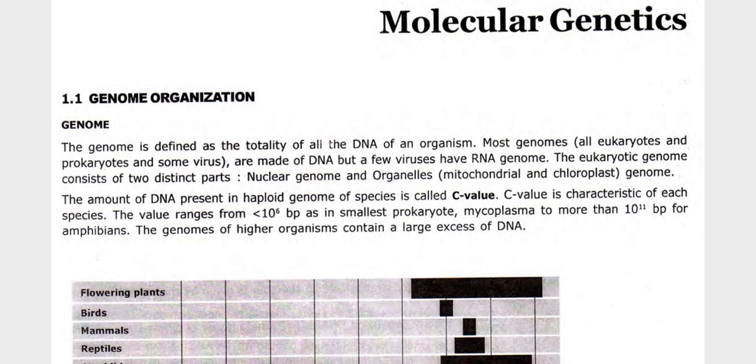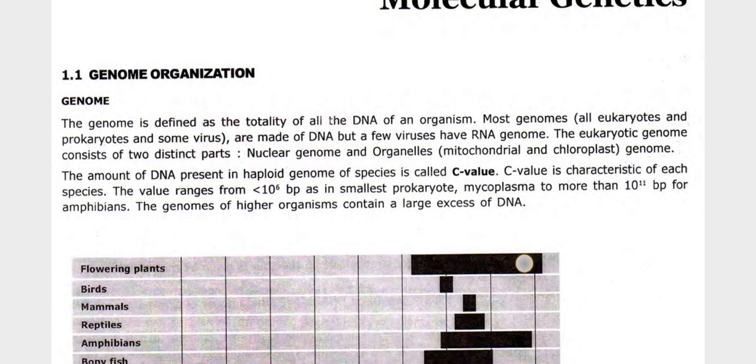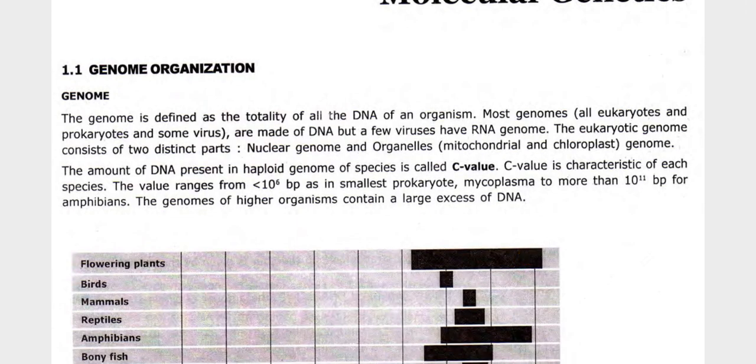Let's start. Genome organization. The genome is defined as the totality of all the DNA of an organism. Most genomes, all eukaryotes and prokaryotes and some viruses, are made up of DNA, but a few viruses have RNA genomes. The eukaryotic genome consists of two distinct parts: the nuclear genome and the mitochondrial and chloroplast genome.